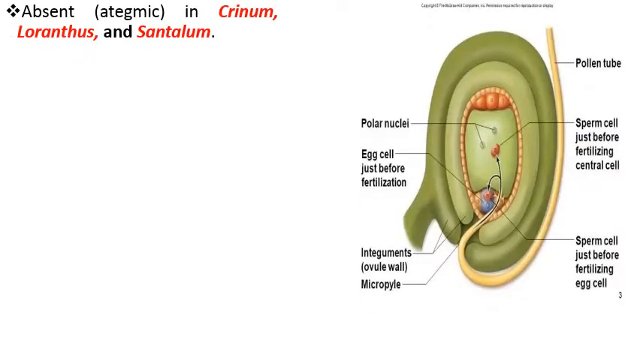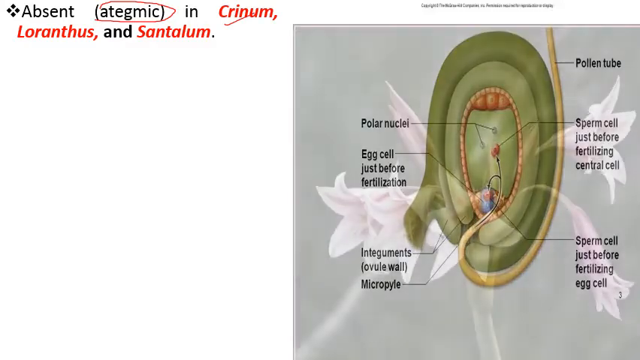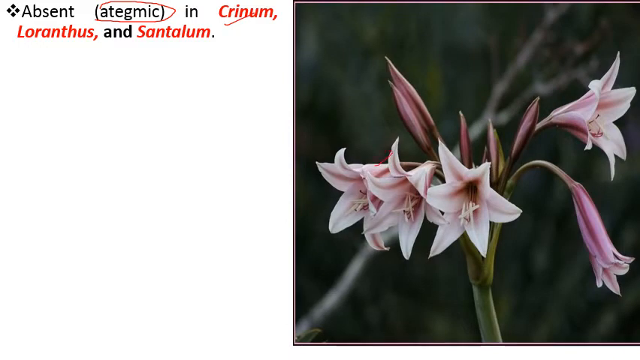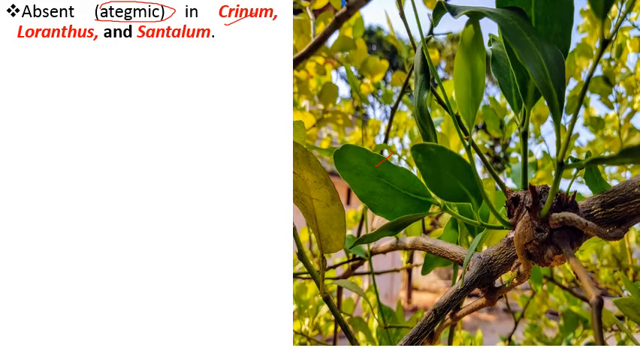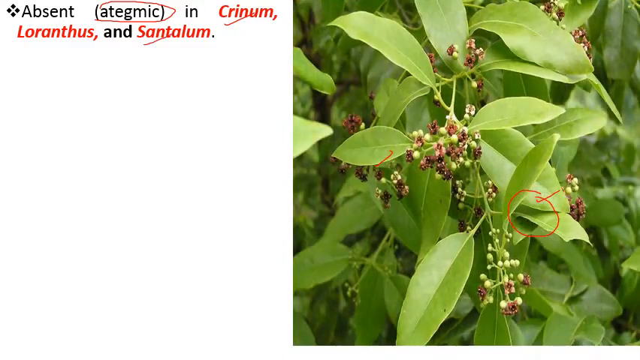Then when these integuments are absent, we use the term ategmic. In some plants like we have Crinum. This is the photograph of Crinum. Then Loranthus, which is a parasitic plant. ये एक parasitic plant है जो grow करता है angiosperm के ऊपर. Then we have this Santalum, which is the sandalwood. So ये जो plants हैं इनमें integuments absent होते हैं. These जो ovules होते हैं, these ovules are ategmic.